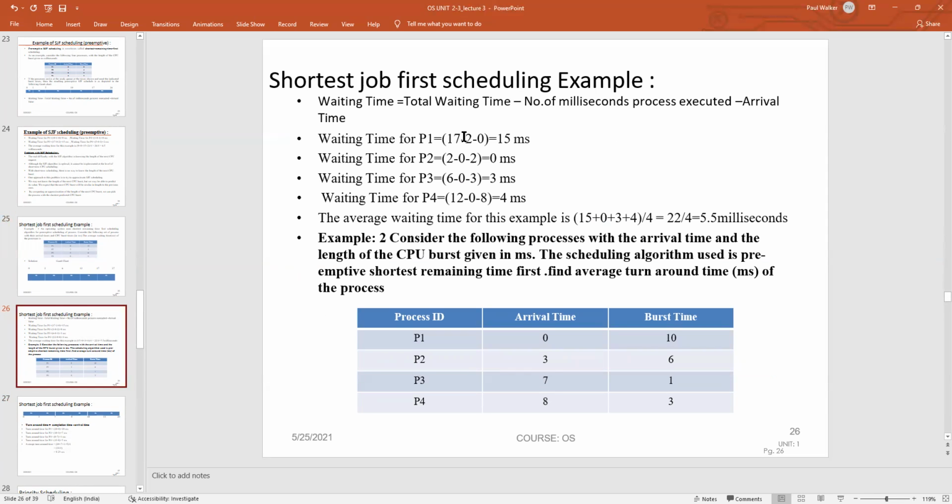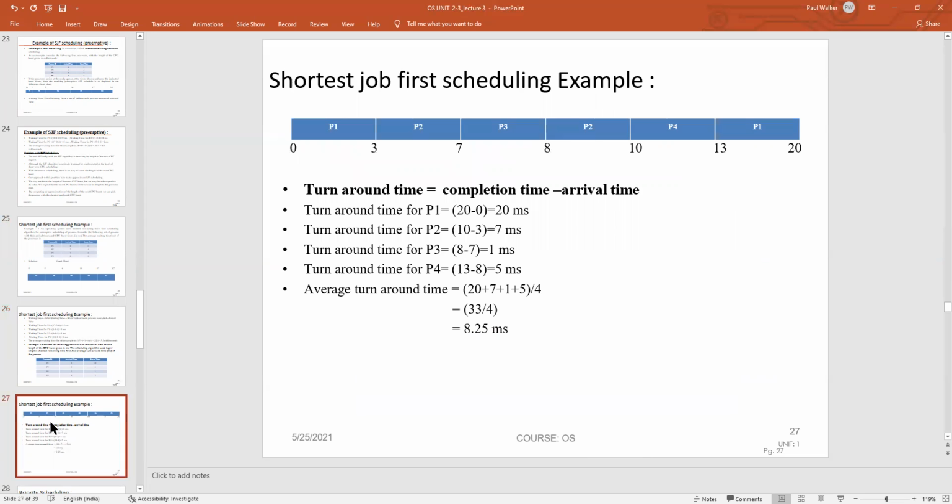For process P1, we get 17 and the number of milliseconds the process is executed. P1 has executed 2 times, hence it is denoted as 2 here. After that, the arrival time of the process is 0. Hence, the waiting time of P1 is 15 milliseconds. The waiting time of P2 is 0, P3 is 3, and P4 is 4. Like this, another example has also been given for you. Here, the arrival time and the burst time are given, so this can also be done under the same condition.